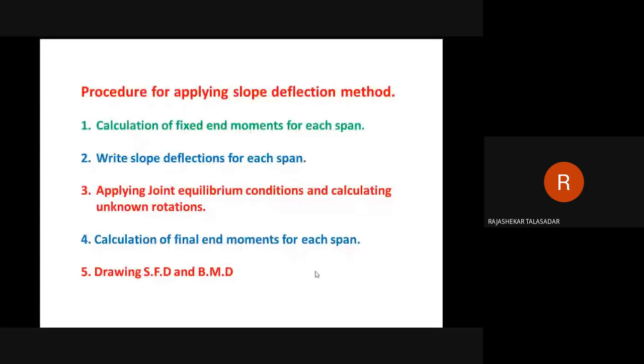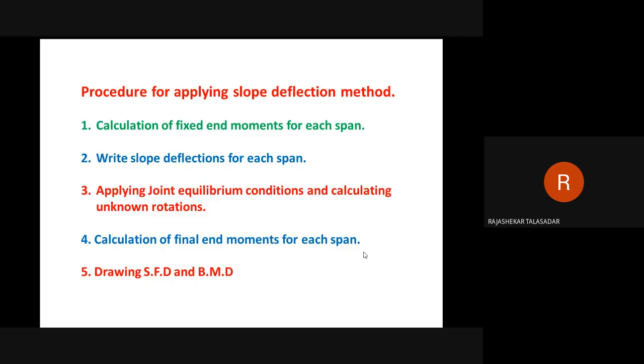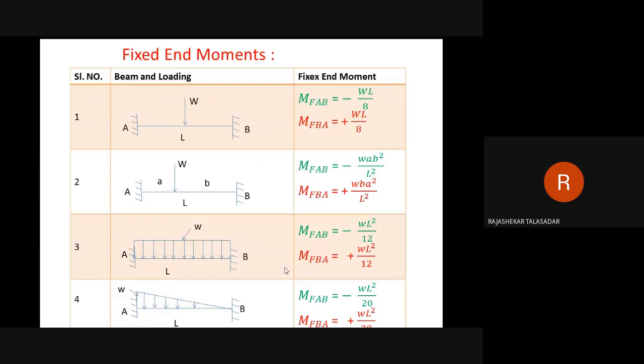Then you have to write the joint equilibrium conditions. With the help of those joint equilibrium conditions, you can calculate the unknown rotations. Next step is, after calculating these unknown rotations, you have to find out the final end moments, again using these slope deflection equations. Finally, if he has asked for bending moment and shear force diagram, you have to draw both. If he has asked only bending moment diagram, you have to draw only that.